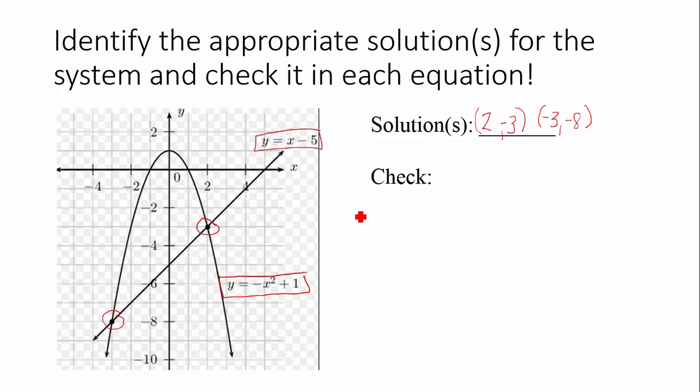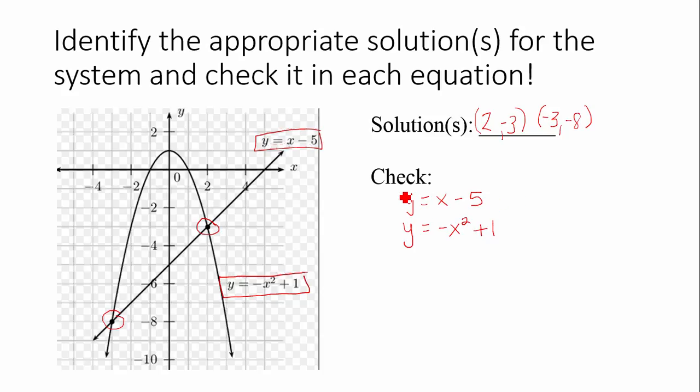And because of that, we always want to check to be sure that what we're seeing is in fact an integer and not -3.1 or something. So to check it means I have to be sure that it works in both of my functions. Remember, one was this guy and the other one was y = -x² + 1. So I need to be sure that they work. Both of them work now.